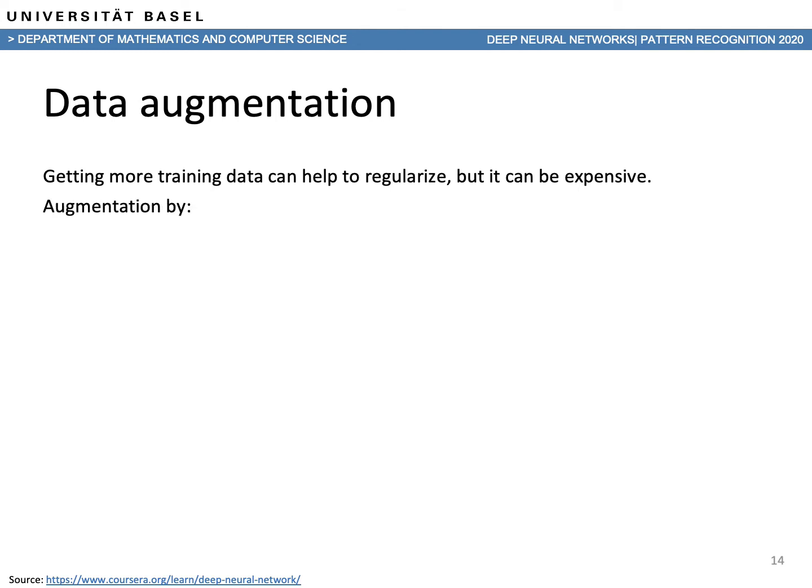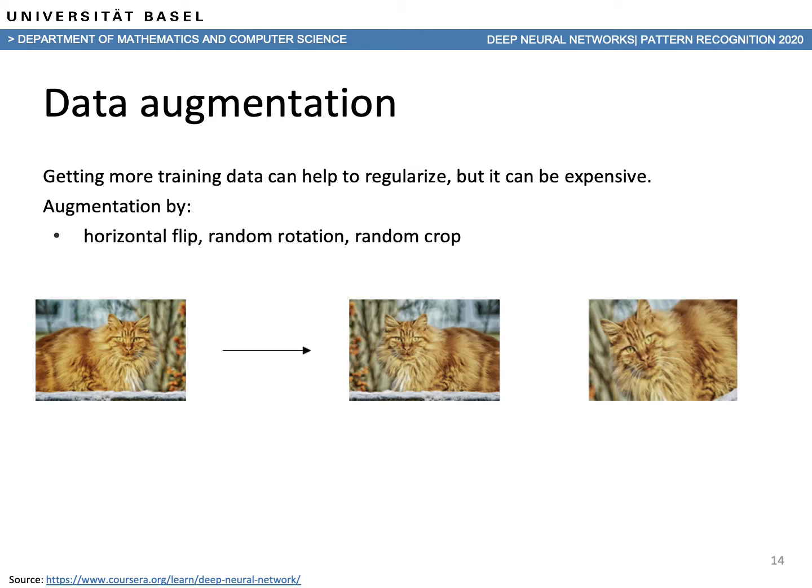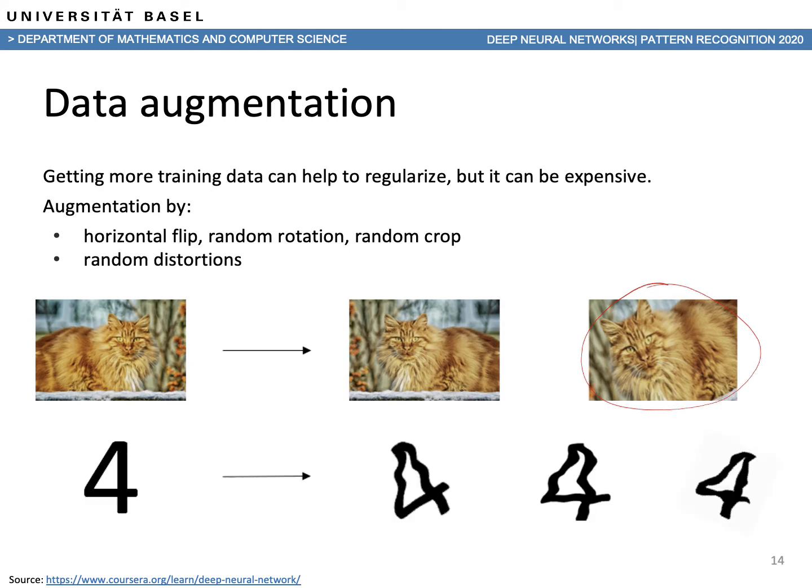So for images, for instance, we can add horizontal flipping, random rotation, random cropping. We have an example here where in the first image we just have horizontal flipping. The last one here we have horizontal flipping, random rotation, and random cropping. We could also add random distortions, an example here, or some color shifting of the images.